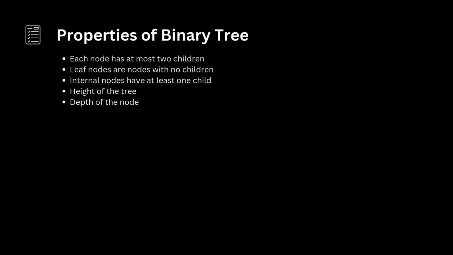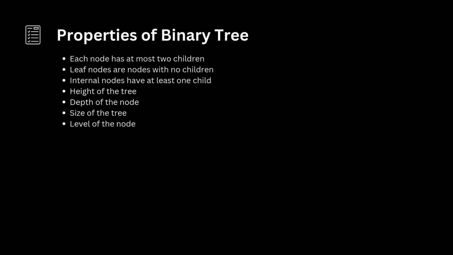Size of a tree is the total number of nodes in the tree. Level of a node is the number of edges from the root node to the node. The root node is at level 0. Each node in a binary tree can be the root of a subtree. A subtree consists of a node and all its descendants.